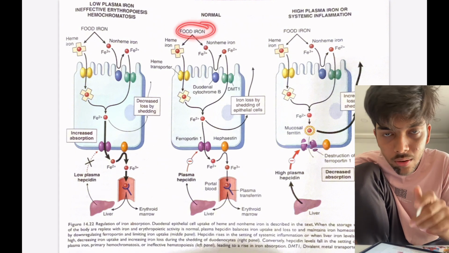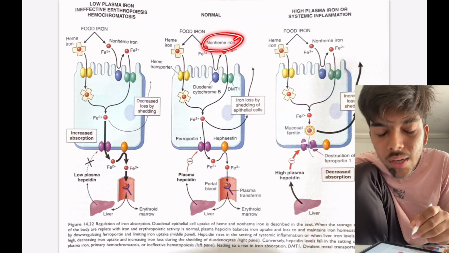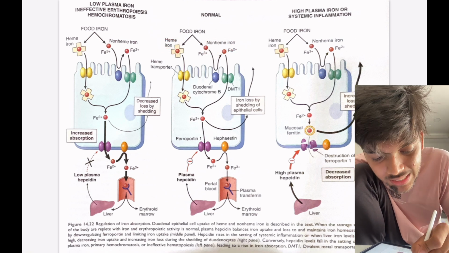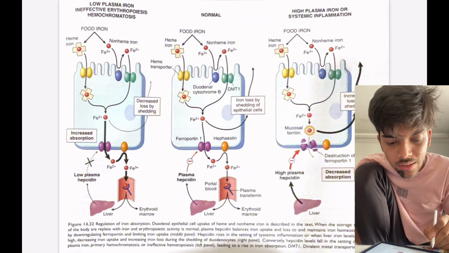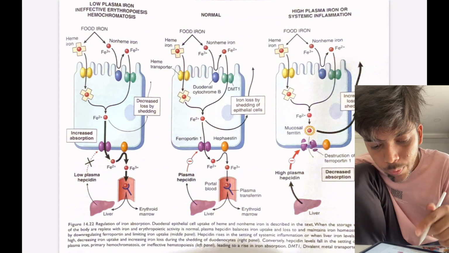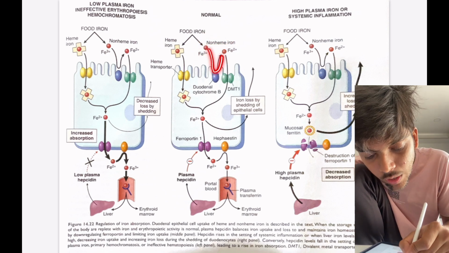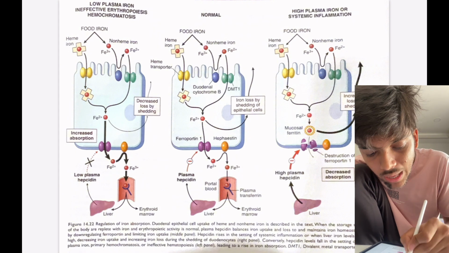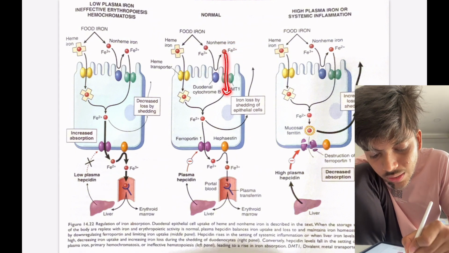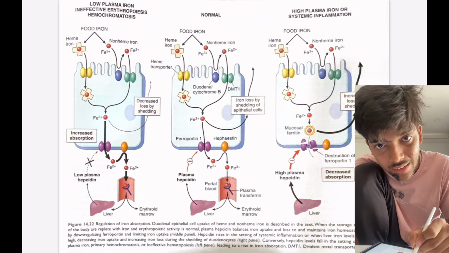Your food iron is of two types. Heme iron obtained from animal products, non-heme iron obtained from plant products. Heme iron is directly absorbed into the enterocyte with the help of the heme transporter without going through any extra step. Non-heme iron, which is present in ferric form, first needs to be oxidized to ferrous form with the help of an oxidase enzyme, and then this ferrous form passes through the divalent metal transporter and reaches inside the enterocyte.